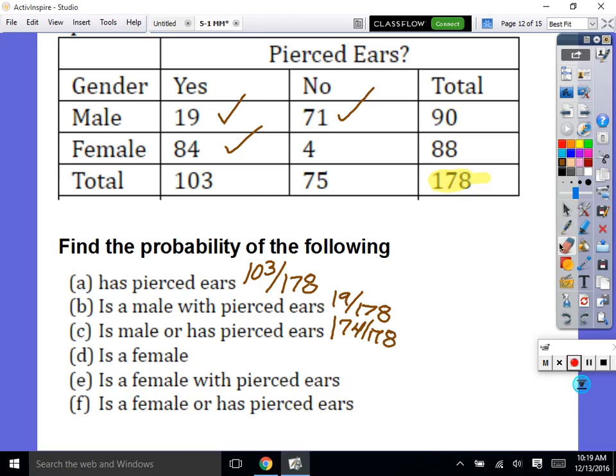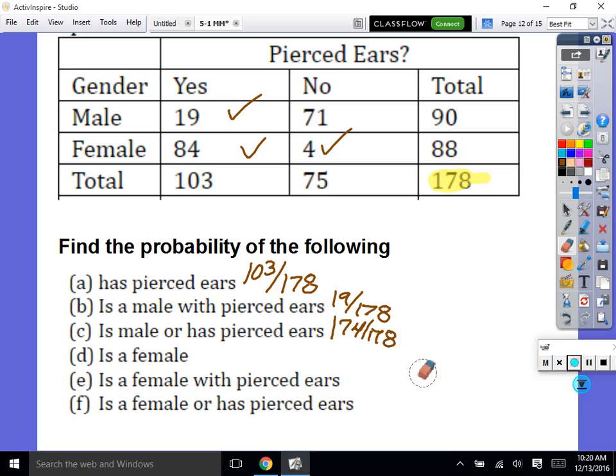Okay, I'm starting fresh. What is the probability that they're female? Check, check, right? So 88. What's the probability of a female with pierced ears? They have to be both. They have to be female and they have to have pierced ears. So that'd be 84. Female or has pierced ears. If they're female, they get to come. Ding, ding. Or they have pierced ears, that's in the yes. We've already checked that. So now you'll add those up: 19 plus 84 plus 4. Does everybody see how to do that? Okay. Is it the complements that are throwing you off, or what's throwing you off?